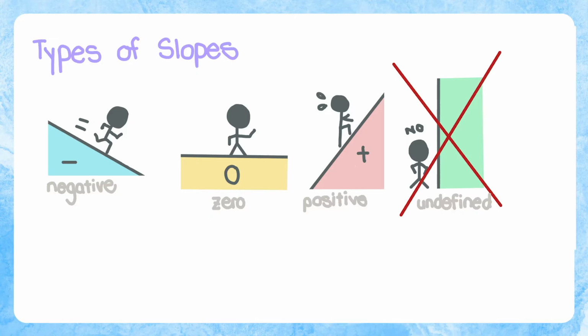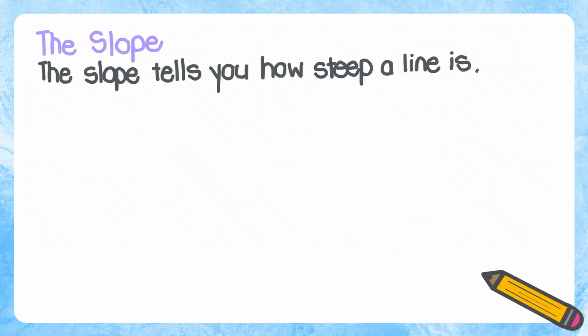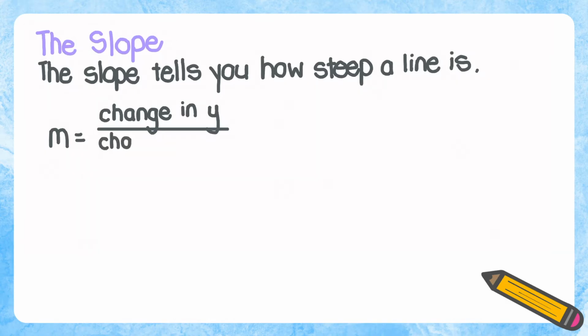Notice that when we're looking at slope, we're looking at the line going from left to right. So going from left to right, is the line going down, up? Does it stay flat? What does it do? Again, the slope tells us how steep a line is, and we use m to describe the slope. In a little more mathematical terms, m is the change in y over the change in x.